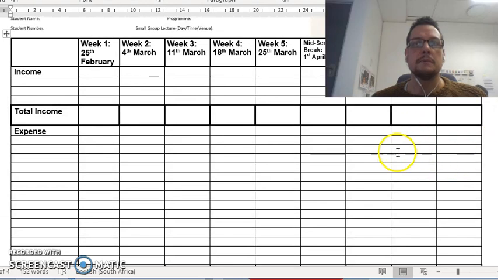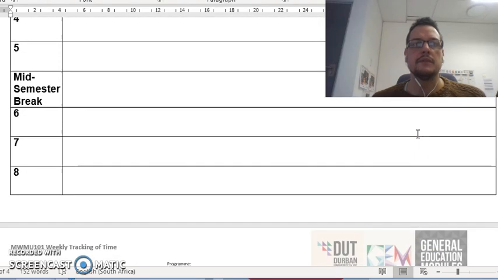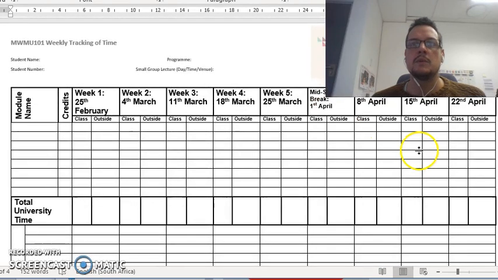We want to see this complete up until week 7. Okay, so if you do up until week 7, you'll have in total 8 weeks or 2 months worth of data that you can use, as well as 2 months worth of reflections, and the same with the weekly tracking of the time.